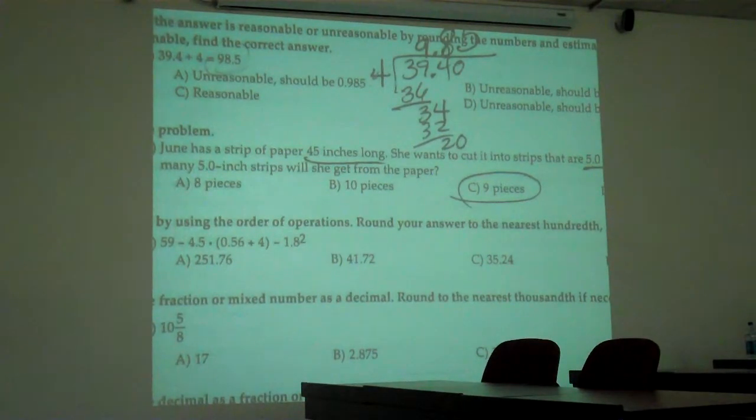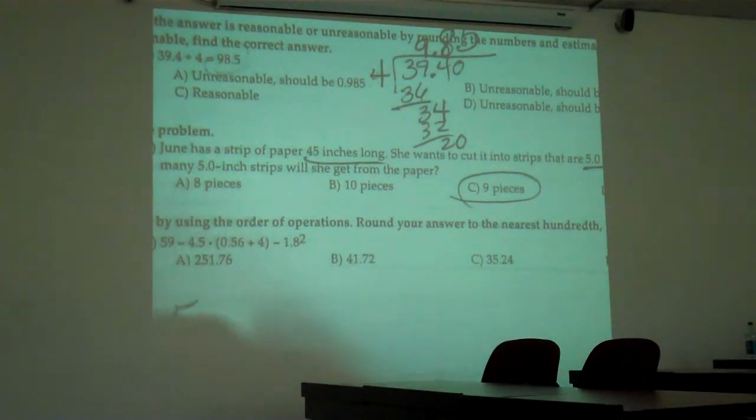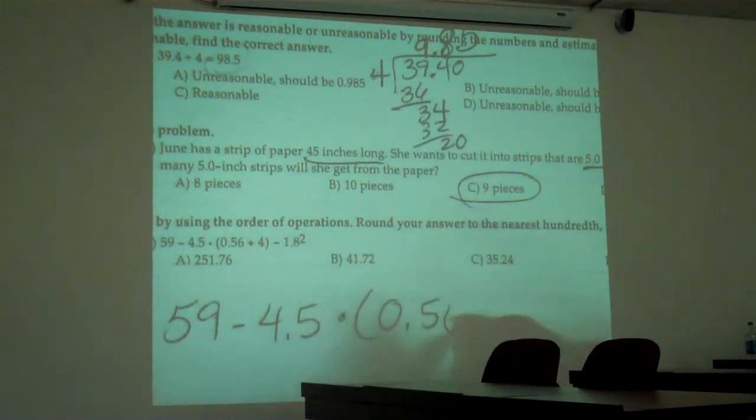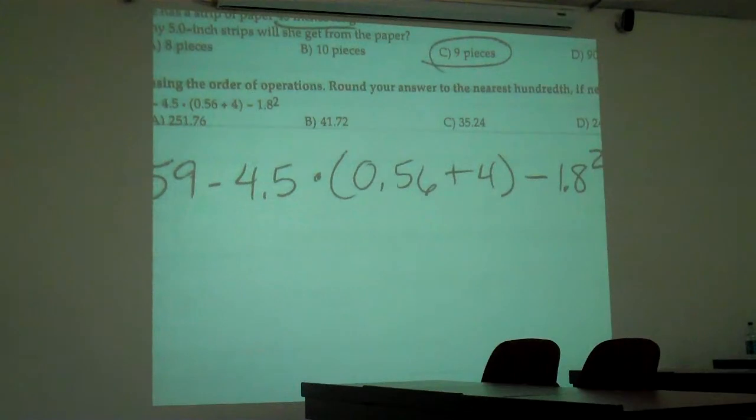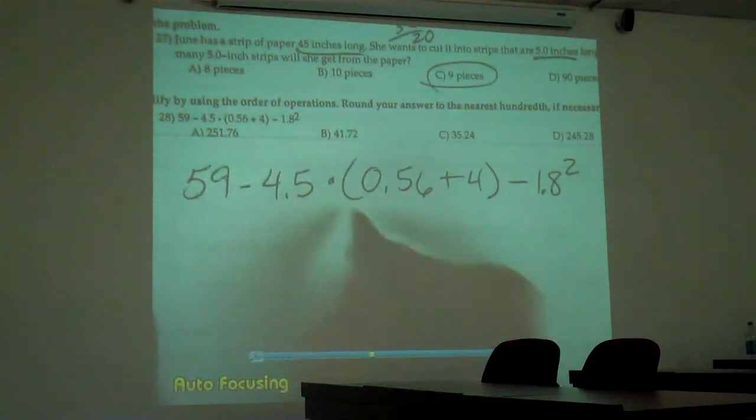Simplify by using the order of operations. Okay, 59 minus 4.5 times the parentheses minus the number squared. What do you have to do first? The parentheses, okay? We need more room. 59 minus 4.5 times (0.56 plus 4) minus 1.8 squared. Okay, it almost fit on. Okay, first parentheses, so what is that?